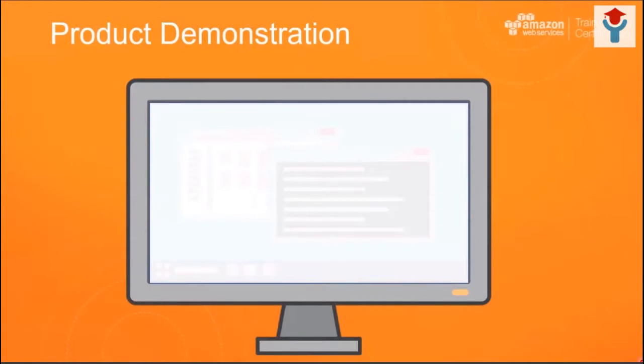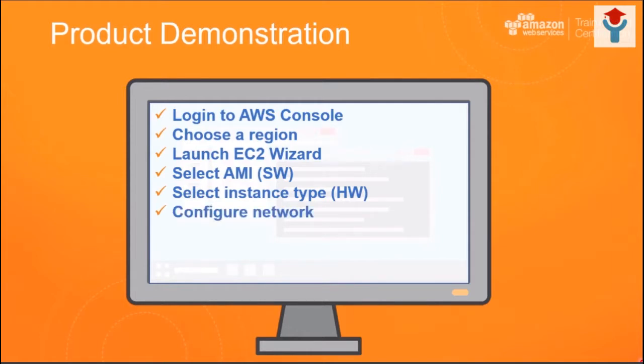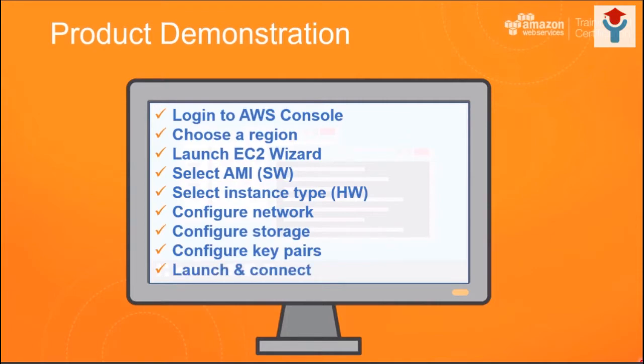Now I'd like to demonstrate how to build and configure an EC2 instance. And during the process of that, I'd like to get into some of the detail of the topics that we've covered so far. During the demonstration, we log into the AWS console, choose a region where we're going to host our instance, launch the EC2 wizard, select the AMI, which stands for Amazon Machine Image, providing us with a software platform for our instance. Then we'll select the instance type referring to the hardware capabilities. Then we'll configure network, configure storage, and finally configure key pairs, which will allow us to connect to the instance after we launch and connect to it.